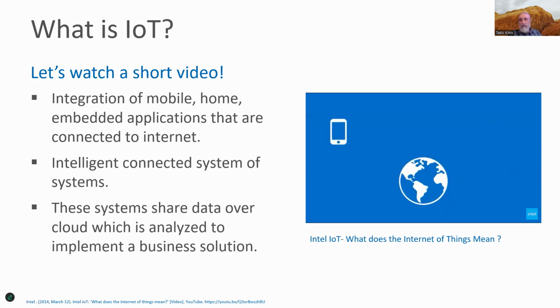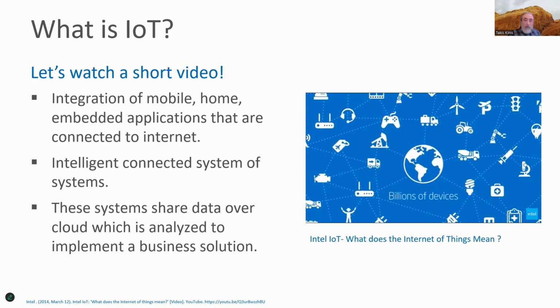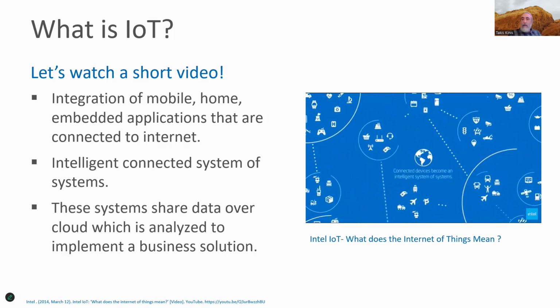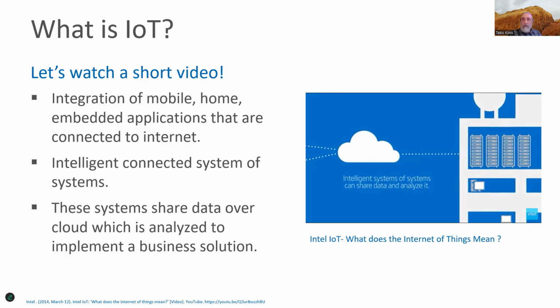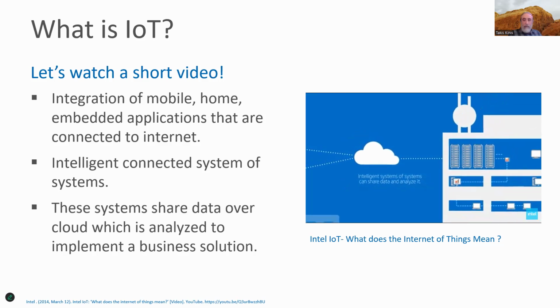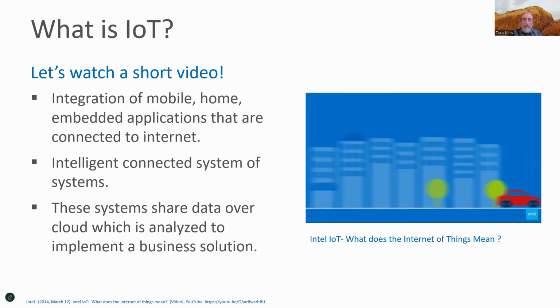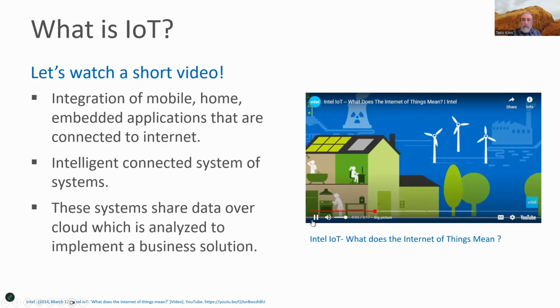IoT is an evolution of mobile, home, and embedded applications that are being connected to the Internet, integrating greater compute capabilities and using data analytics to extract meaningful information. Billions of devices will be connected to the Internet, and soon, hundreds of billions of devices. As related devices connect with each other, they can become an intelligent system of systems. And when these intelligent devices and systems of systems share data over the cloud and analyze it, they can transform our businesses, our lives, and our world in countless ways. Whether it's improving medical outcomes, creating better products faster with lower development costs, making shopping more enjoyable, or optimizing energy generation and consumption.